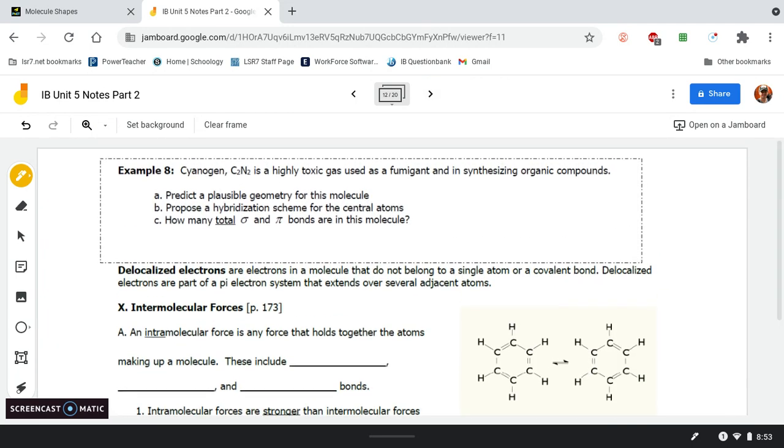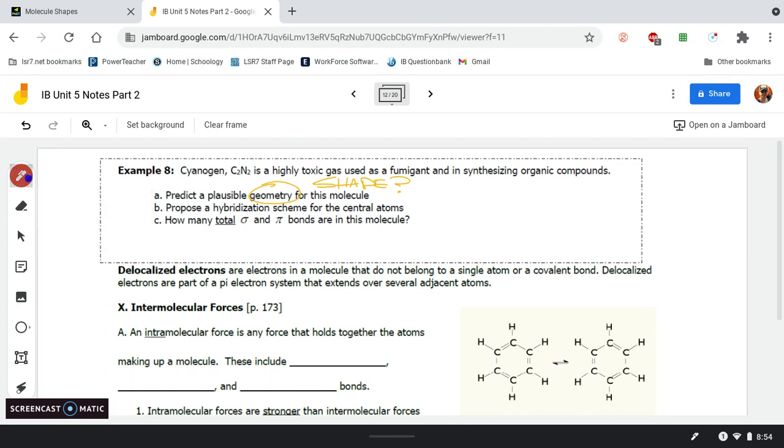All right, we got a problem here. It says cyanogen is a highly toxic gas used as a fumigant in synthesizing organic compounds. Okay, so don't breathe it, it will kill you. All right, A, predict a plausible geometry for the molecule. Remember when we see the word geometry, they're asking for shape. Give a hybridization scheme for the central atoms.